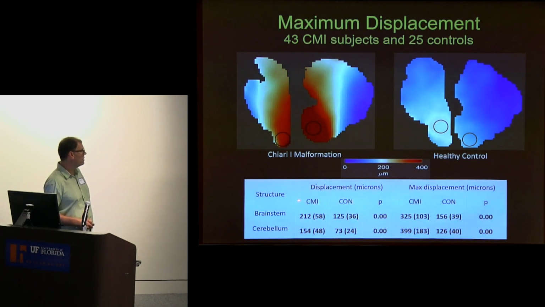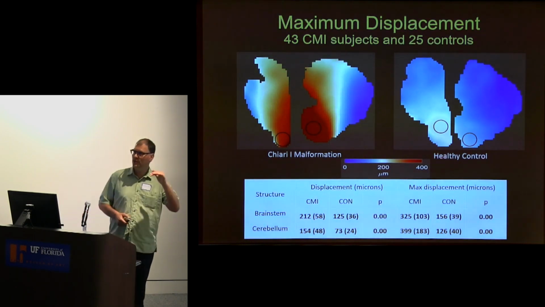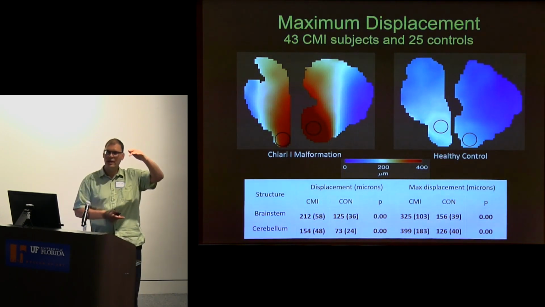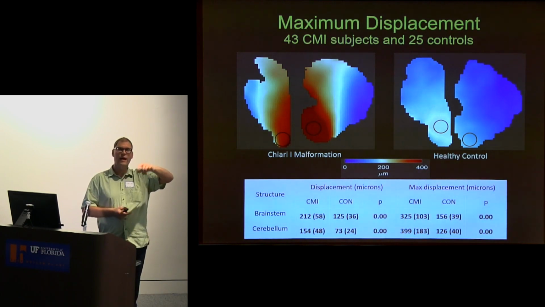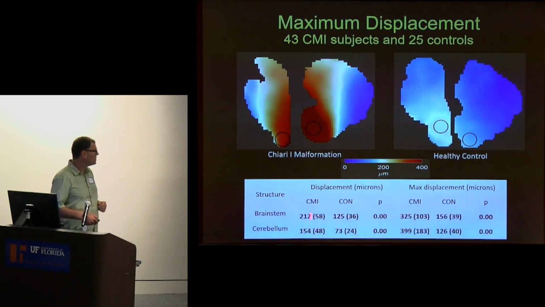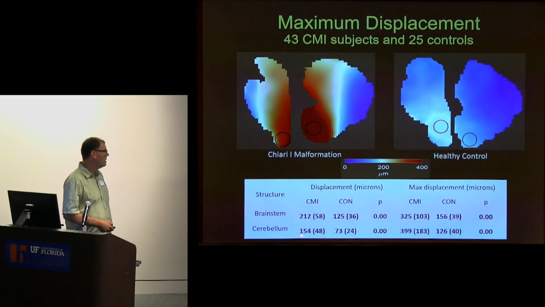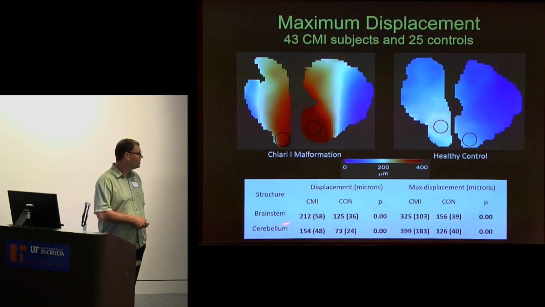And if you look at the results, if I take the spatial average of the maximum displacement, which gets confusing to say, so the most motion during a cardiac cycle, I take that value and then I average it with each other voxel in there. So if you look at those numbers for the Chiari, for the brainstem I get 212. For the control, I get 125. So not quite double, but definitely more. And then the cerebellum, 154 versus 73. So that one is double, but just barely.